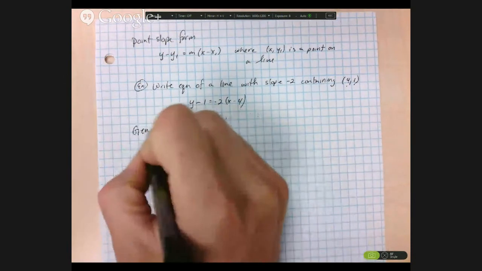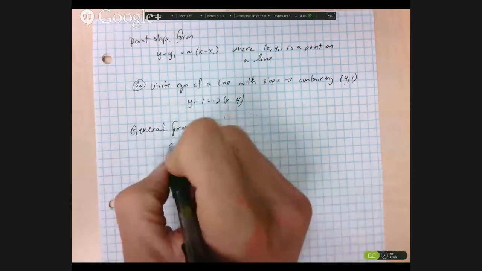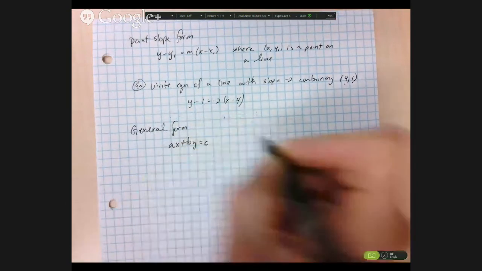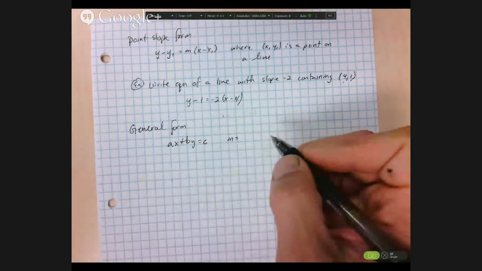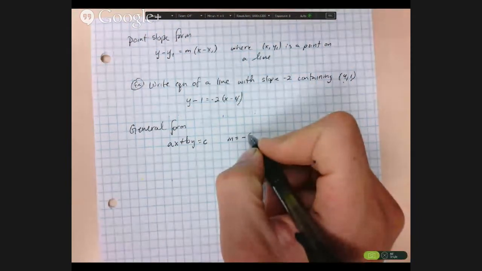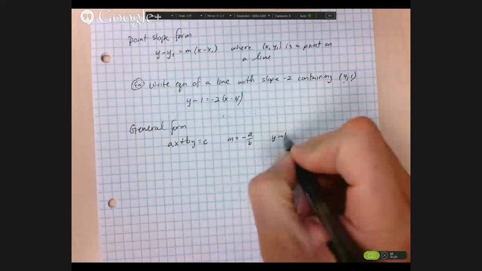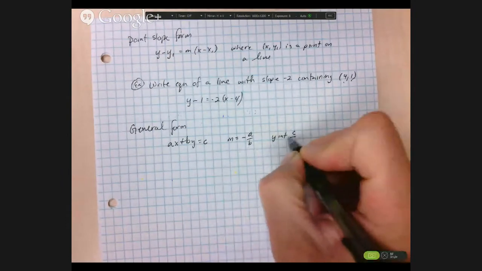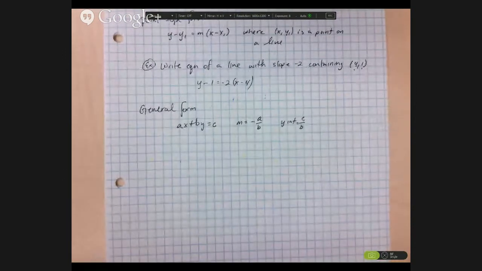And we can also use general form. The slope here is equal to negative a over b. The y-intercept is c over b. Okay. We won't use that very much, but it's there for you to know. Okay. All right.